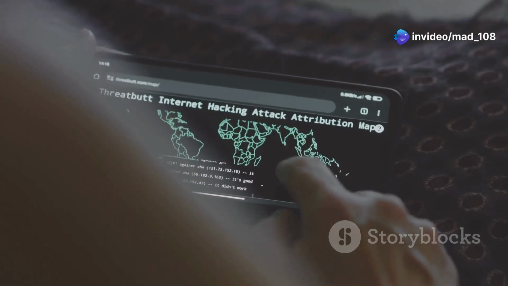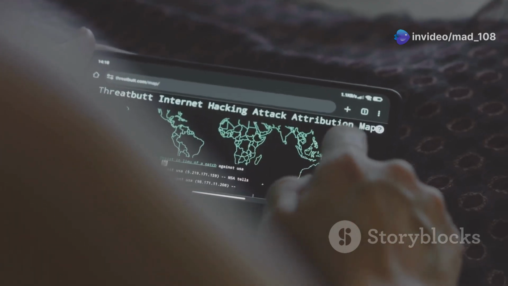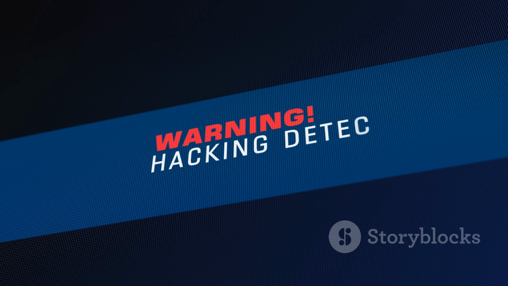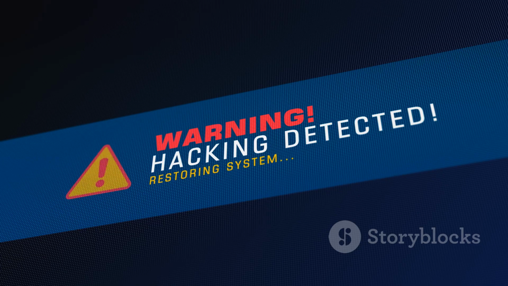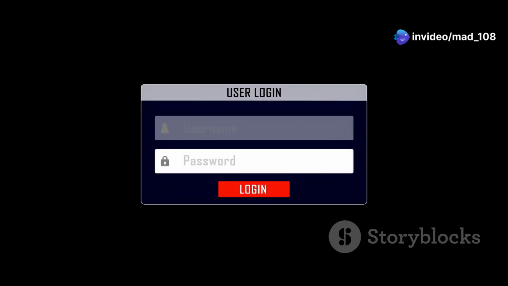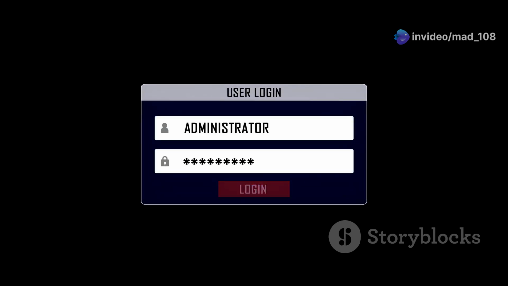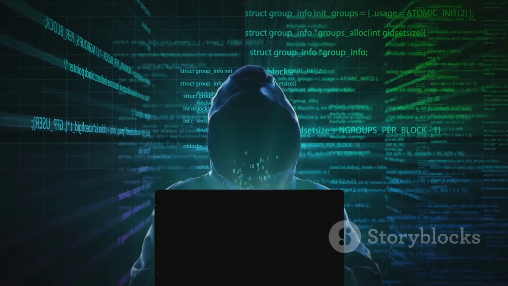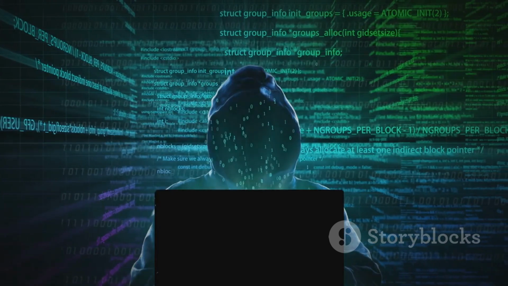While disrupting your internet access is annoying, the real danger lies in the potential for further attacks. Once a hacker has disconnected you from the network, they can launch more sophisticated attacks, such as sniffing your internet traffic. When you reconnect to the Wi-Fi, the hacker can intercept your data, potentially capturing sensitive information like passwords and credit card numbers.